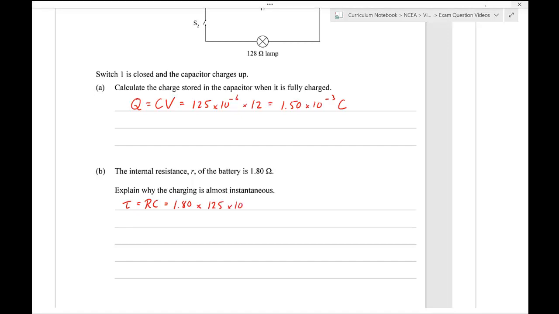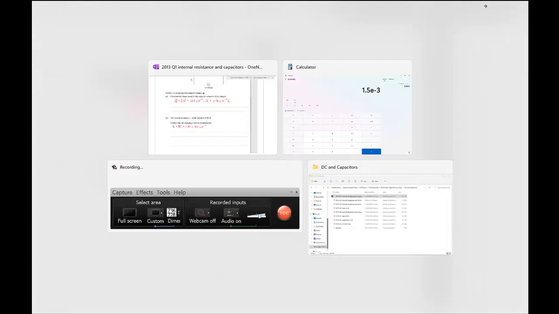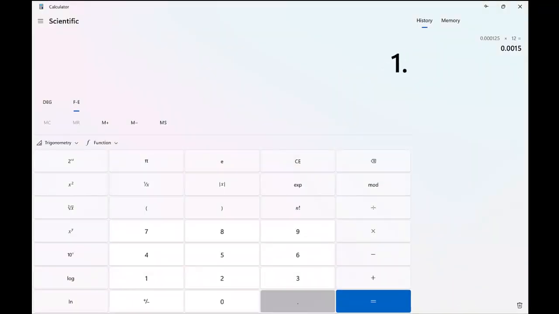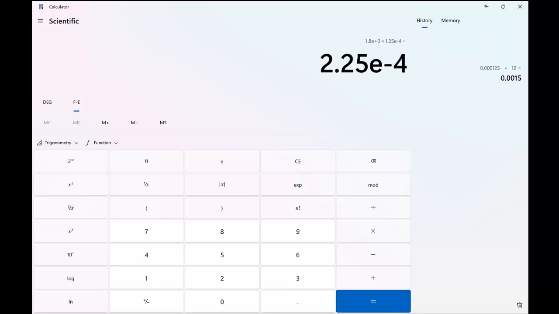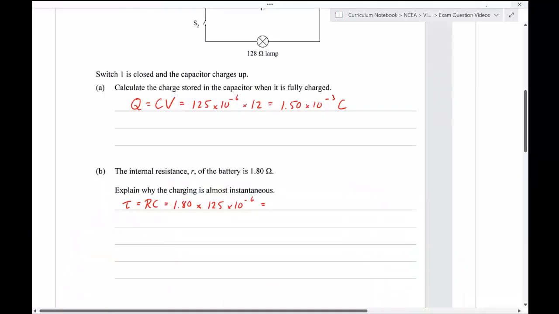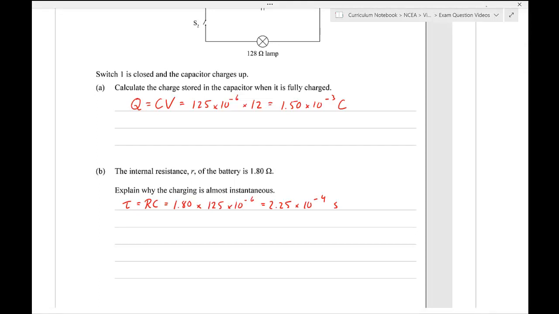So the time constant for a capacitor is RC, which in this case is 1.80 times 125 times 10 to the minus 6. So let's have a look and see what that is. 1.8 times 125 times 10 to the minus 6, which gives us 2.25 times 10 to the minus 4. 2.25 times 10 to the minus 4 seconds.